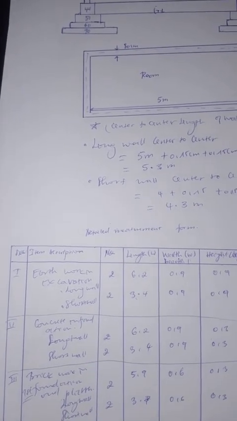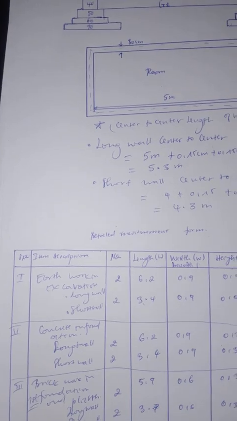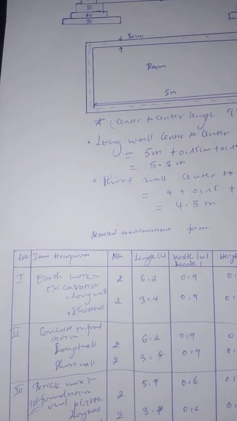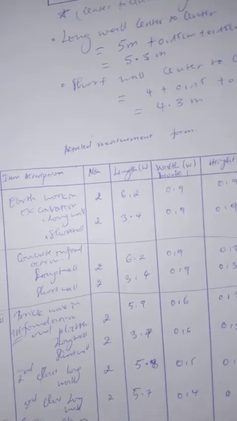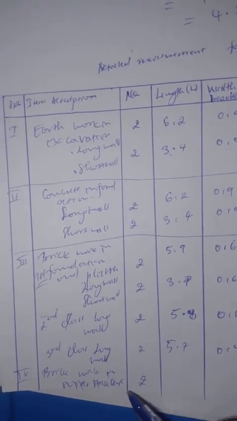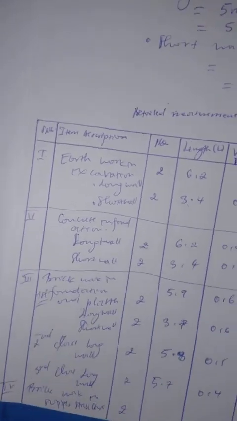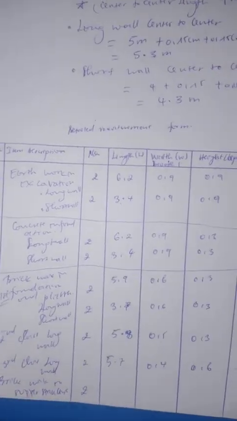Here the brickwork as IV in superstructure. Number is 2. For long wall only, here we skip the short wall. You may try to calculate by using short wall. Here I prefer to use the one in order to save time and take this opportunity to continue to another method.